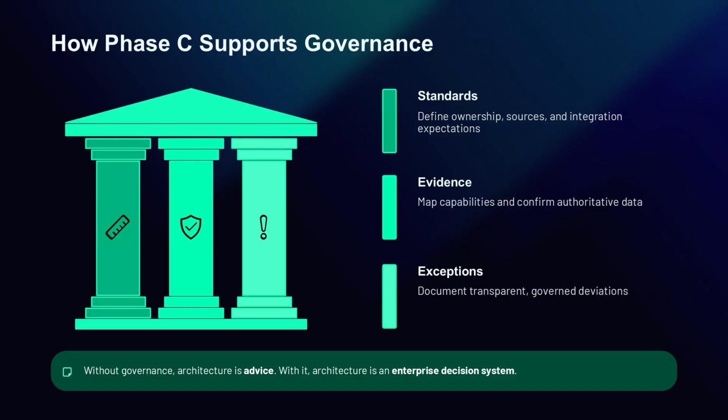Now that examples are clear, you connect Phase C back to governance because data and application decisions must be enforceable. You translate your Phase C direction into standards such as data ownership rules, authoritative source definitions, integration expectations, and application boundary principles. You define what evidence is required to show compliance, such as mapping of applications to capabilities and confirmation of authoritative data usage. You also define how exceptions work, because reality will require deviations. This governance connection is what makes Phase C sustainable. Without it, the architecture becomes advice. With it, architecture becomes an enterprise decision system that controls risk and cost over time.